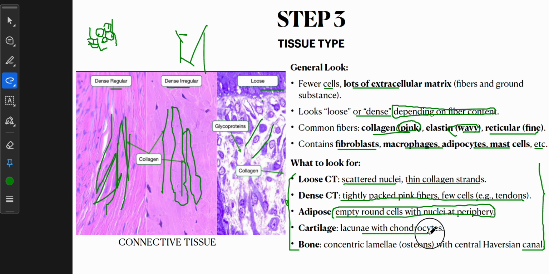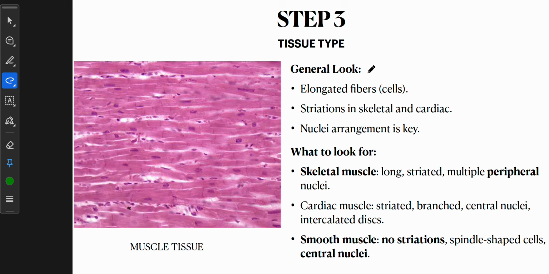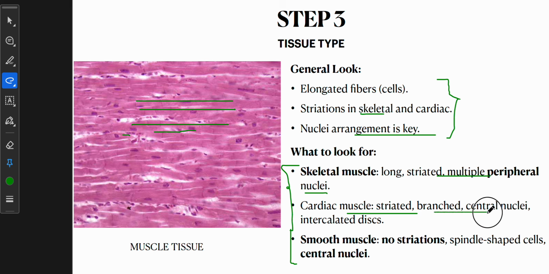And in cartilage there are lacunae with chondrocytes, and in bone there are concentric laminae, osteons with a central Haversian canal. So that is it. And in muscle tissue, the general look is elongated fibers like this. You can see very basic elongated fibers like this, and there are striations in skeletal and cardiac fibers, and nuclear arrangement is the key. What to look for? In skeletal muscle, you have to look for long striated fibers with multiple peripheral nuclei right here. And in cardiac muscle, you have to look for striated, branched fibers with central nuclei and intercalated discs, right?